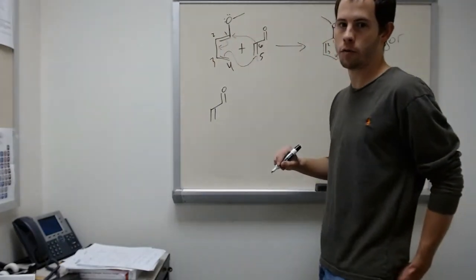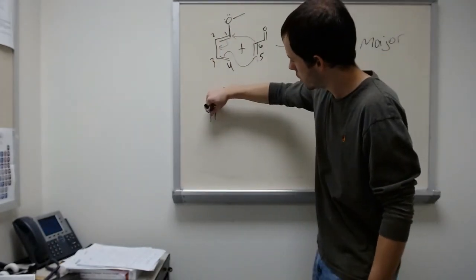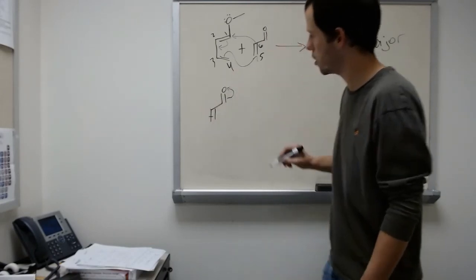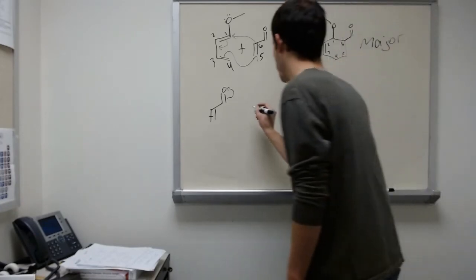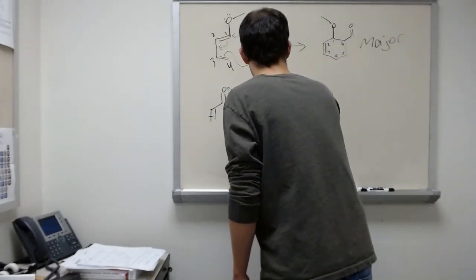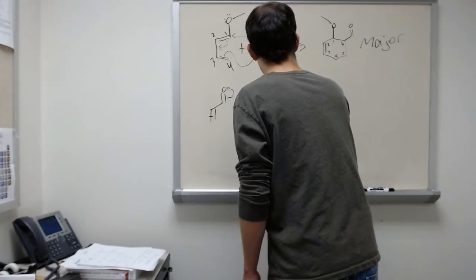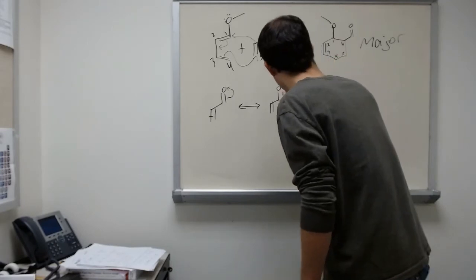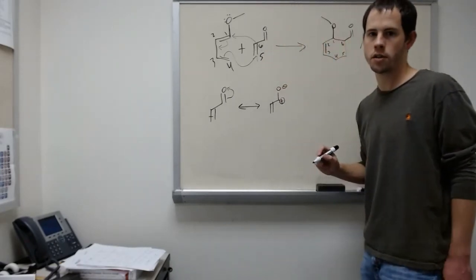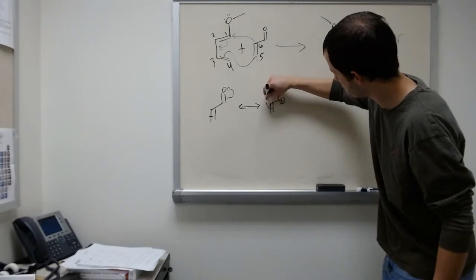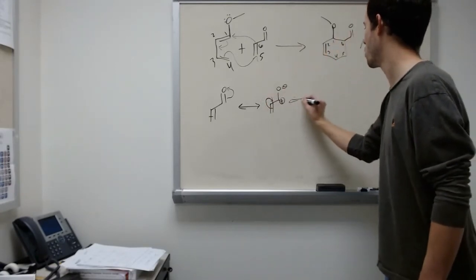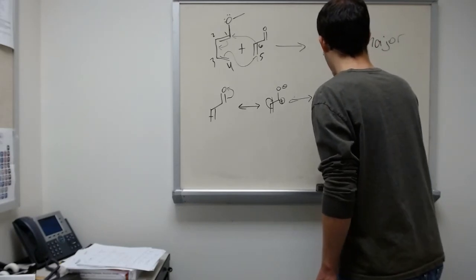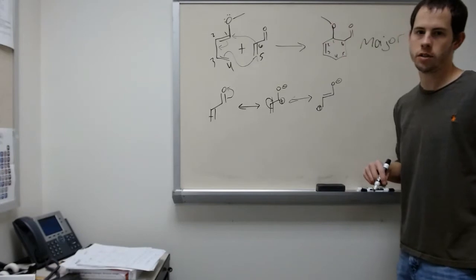Alright, so we take our dienophile. We can move these electrons, no, let's start here. Move these electrons up to here. And so that gives us this resonance structure. And now we can swing these up onto here. And so we get these three resonance structures.